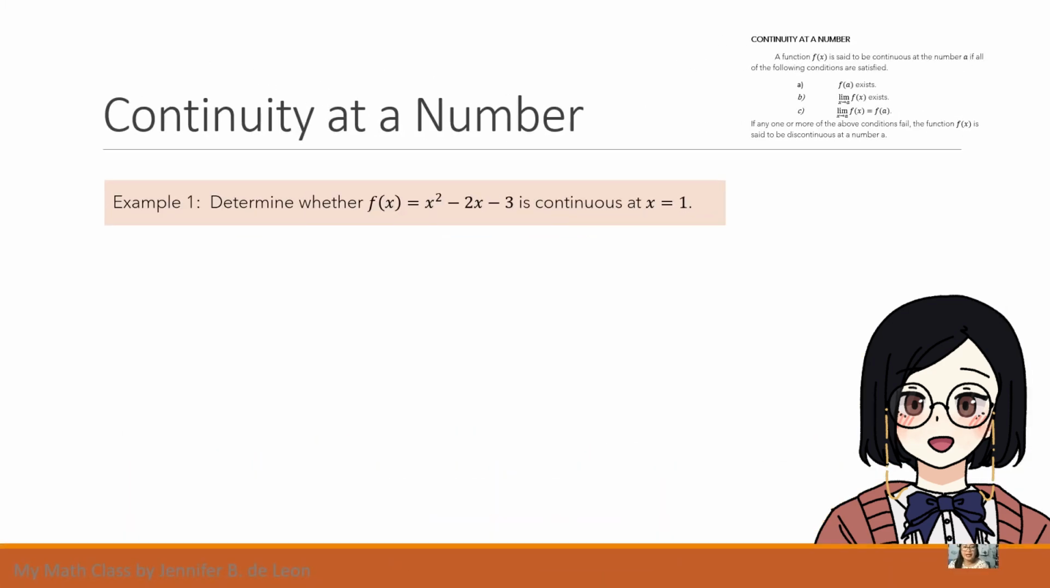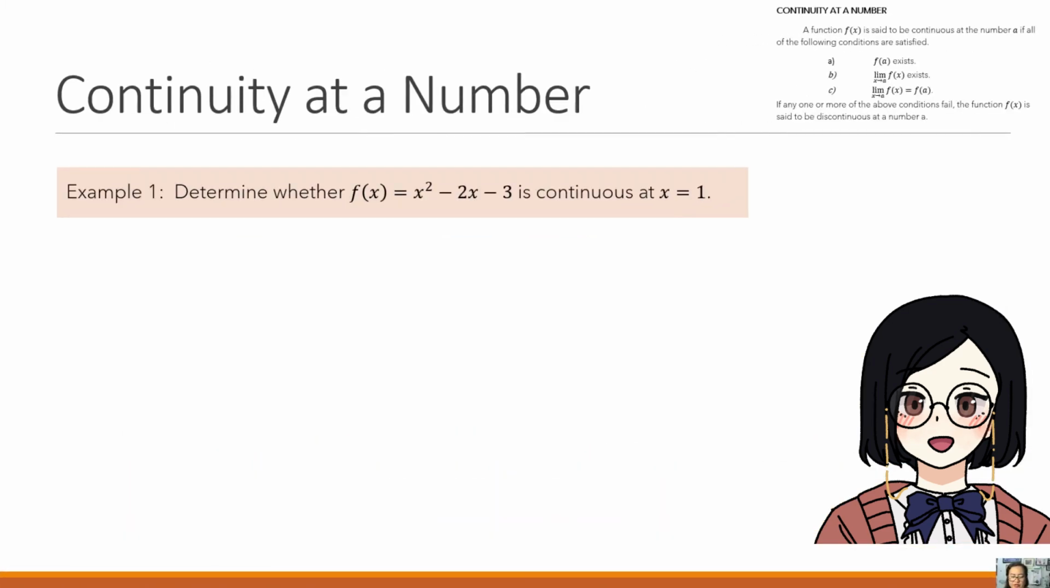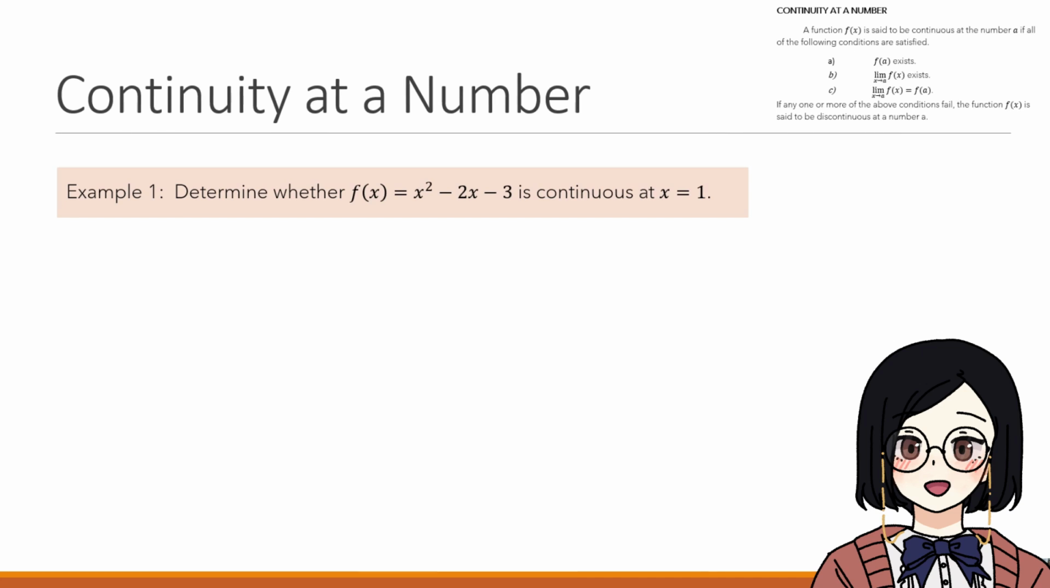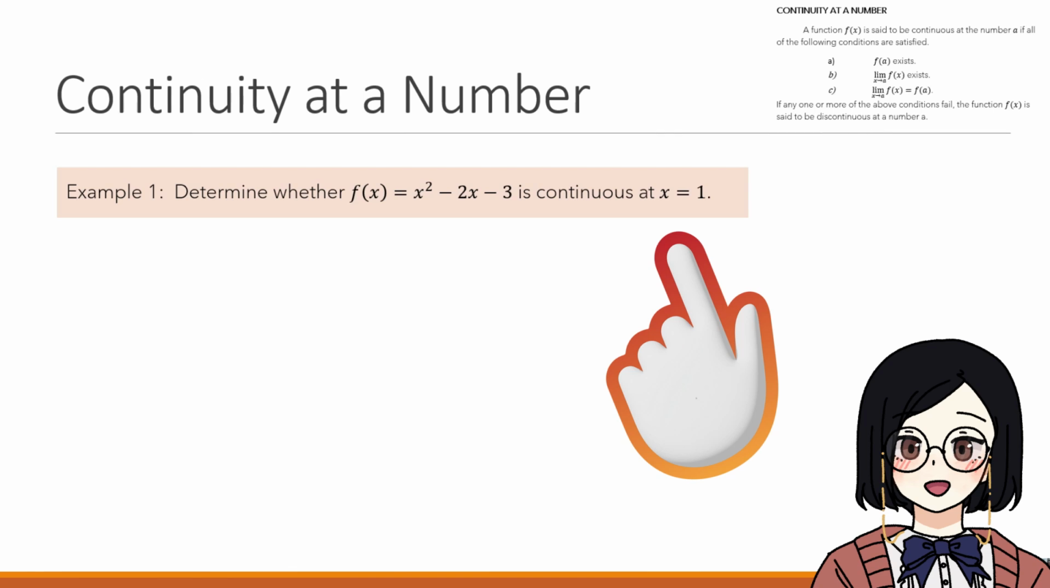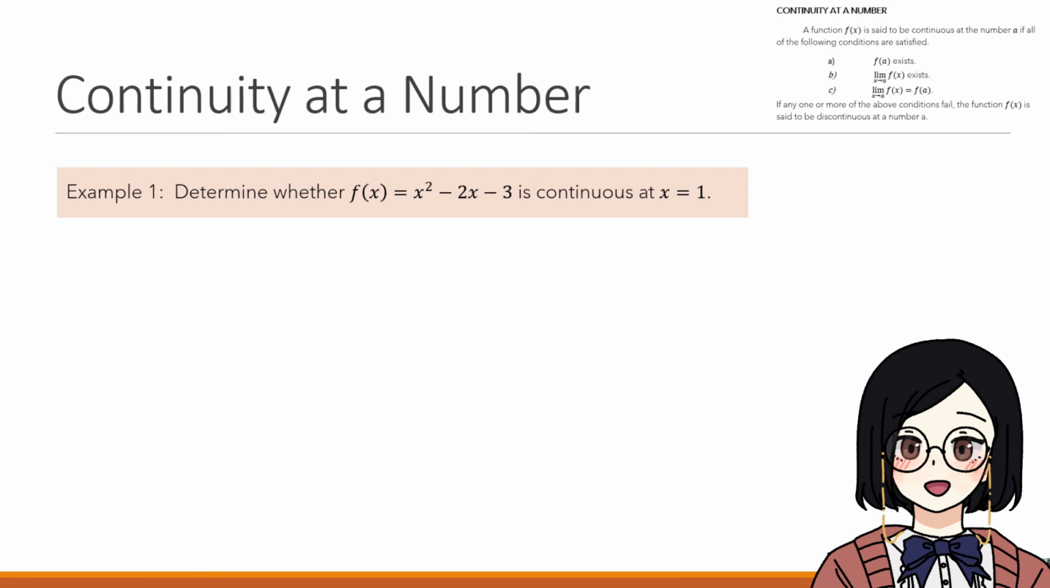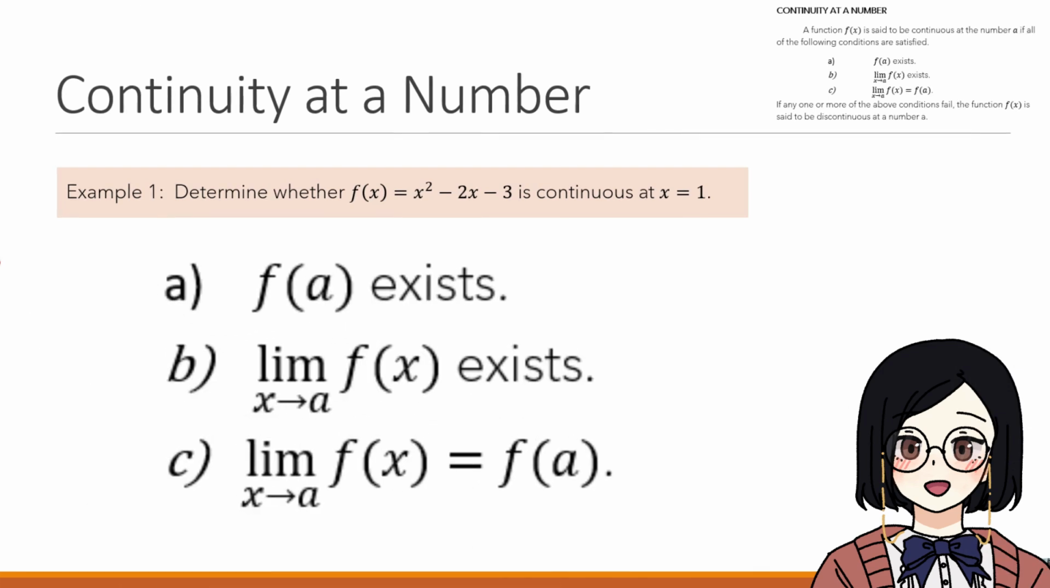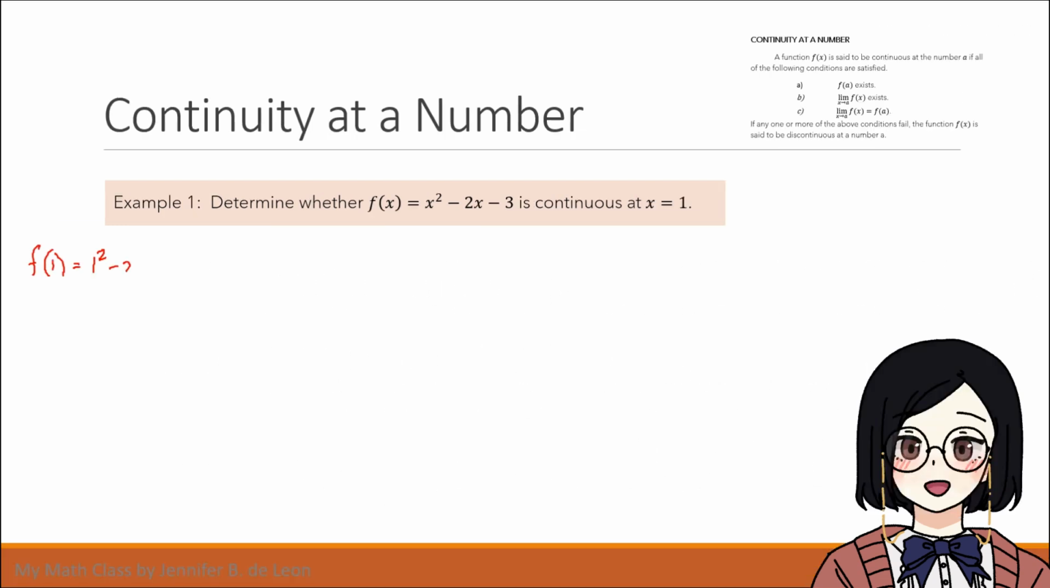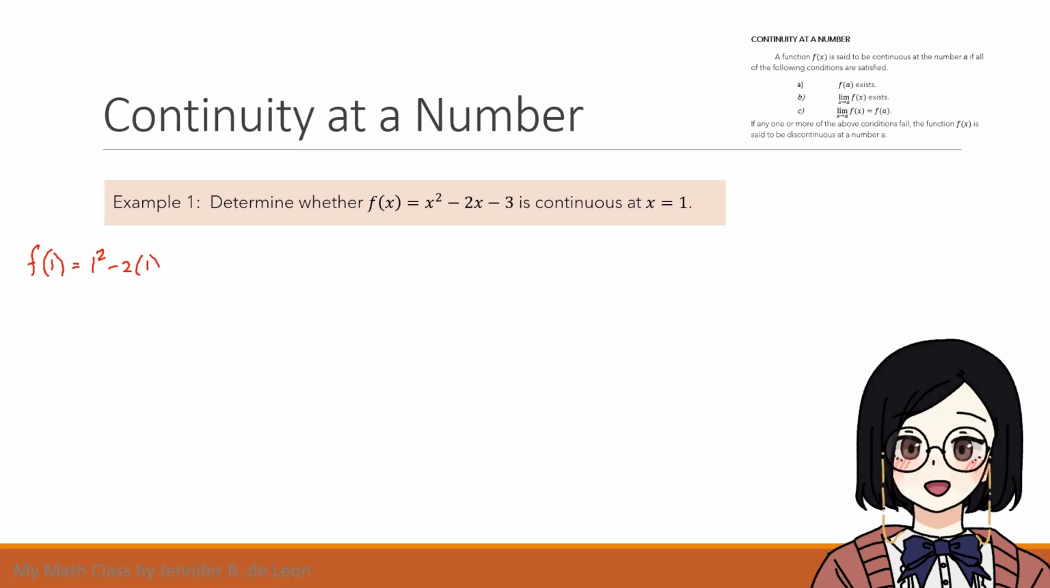Let's work on example number 1. Determine whether f of x equals x squared minus 2x minus 3 is continuous at x equals 1. We now show that the function satisfies all three conditions. So we first show that f of a exists by evaluating the function at x equals 1. So we will have 1 squared minus 2 times 1 minus 3. Simplifying that, we will have negative 4. Therefore, f of 1 exists.